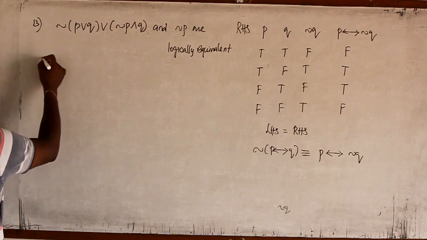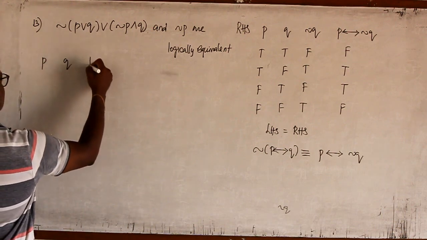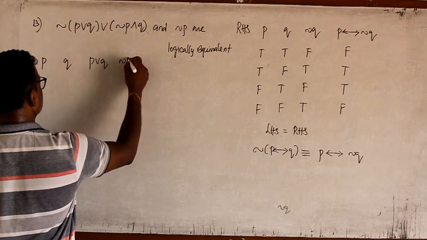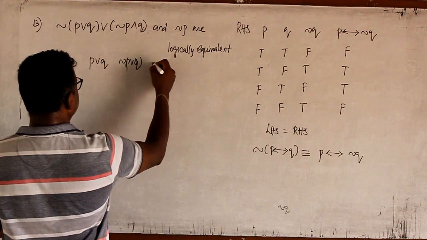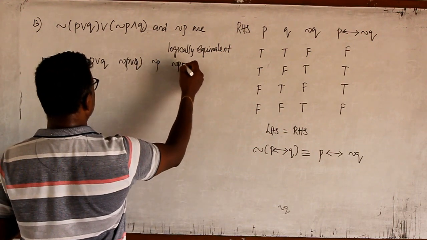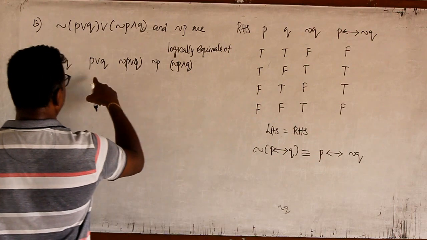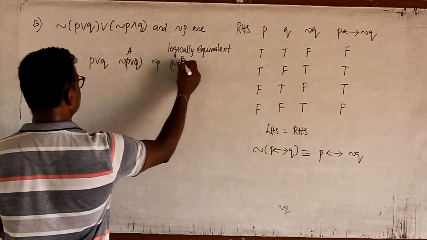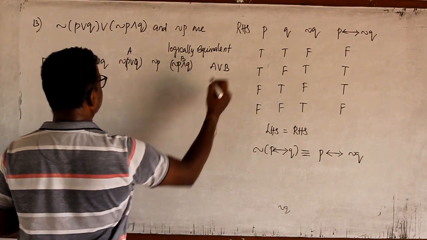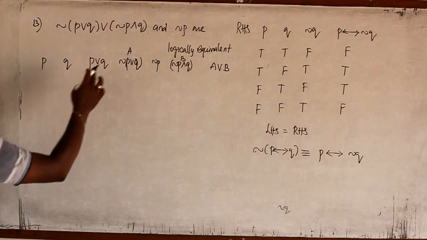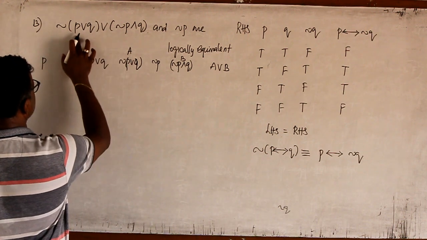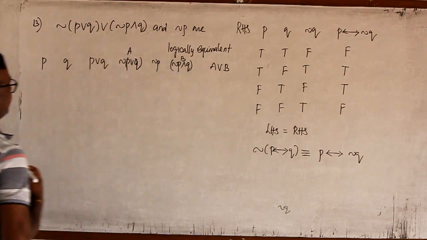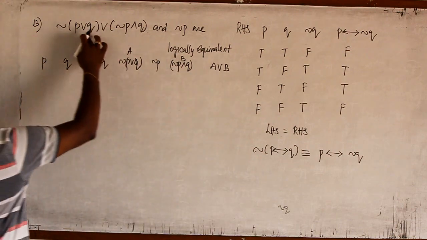So I need P, then Q. P or Q, then the negation of P or Q. Then I need the negation of P, and the negation of P and Q. Then this one and this one must be combined, A and B. Correct? This one is this, and this one is the second bracket. I must find these two finally.